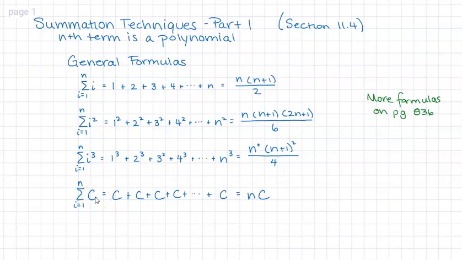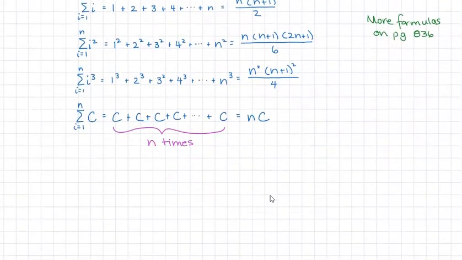It's still c. But the key is, because we started when i was 1 and went all the way to n, we wrote c n times. So when you're adding c n times, that's the same thing as n times c, and so nc. And so we're going to use all of these formulas for our homework, and we're going to do them in the examples. Okay, so like I said, there's going to be 3 examples, and then we'll be done for today.